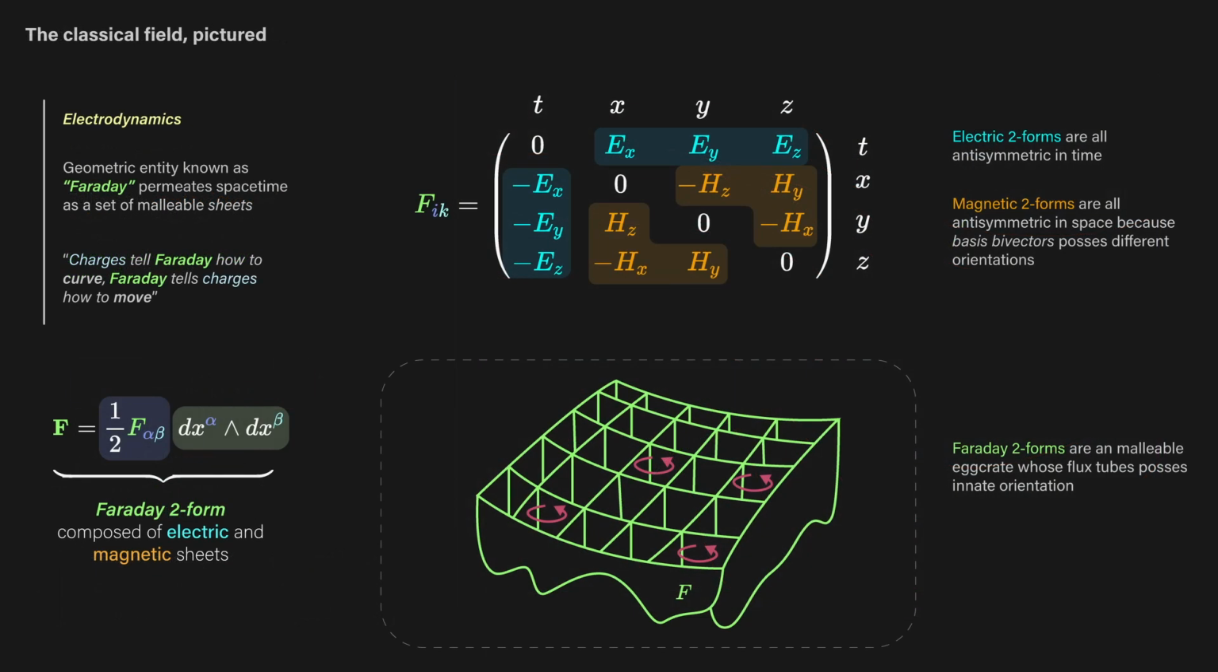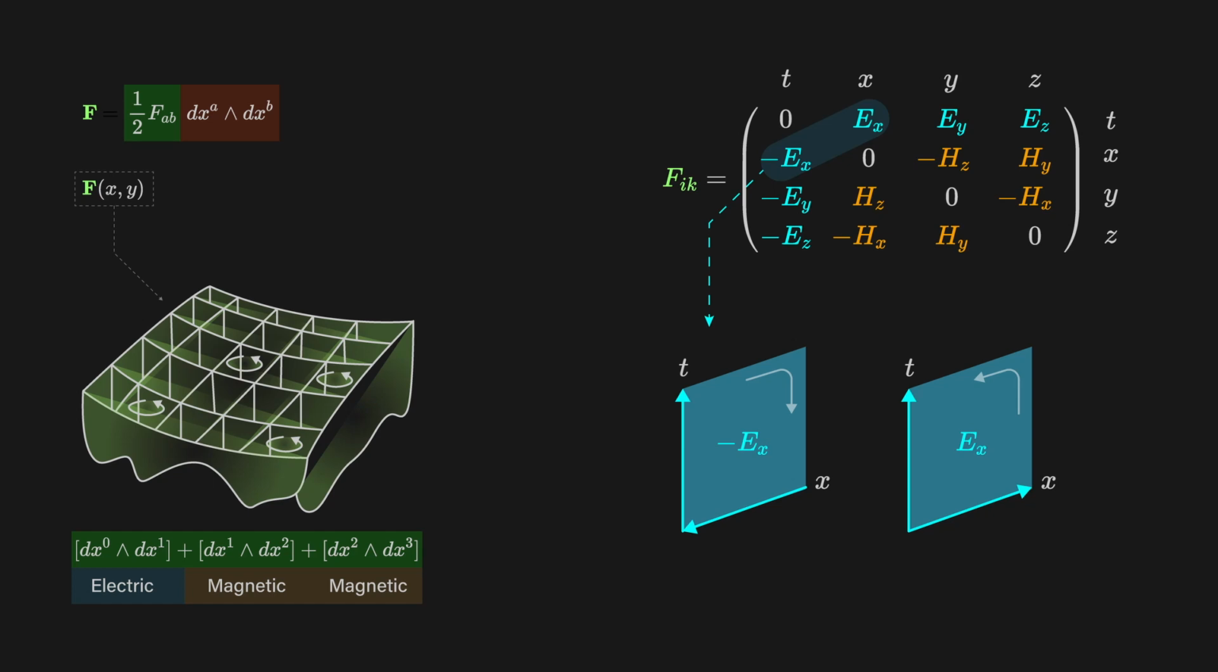The action associated to each path can again be changed by the presence of fields on top of space-time, because they change the Lagrangian weights, right? The most basic example of this is in electrodynamics. We have a two-form which represents the Faraday geometric entity, and the Faraday two-form is composed of electric and magnetic sheets. So in the right-hand side, we see that it's a composite of multiple different two-forms given by dx alpha wedge dx beta. And to each combination of these two-forms, we give an associated weight.